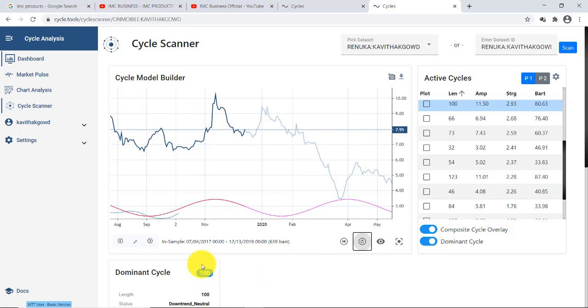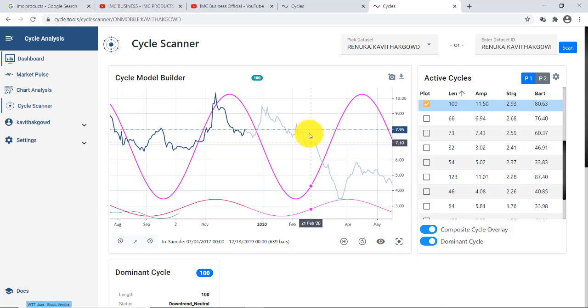And let's check here. Here again the dominant cycle is 100 days, so let's apply this. So the price is here, that means it is at 10 value. Let's take value 10. The downtrend just had started. Minus 10, yeah, minus 10 we should take, I think.